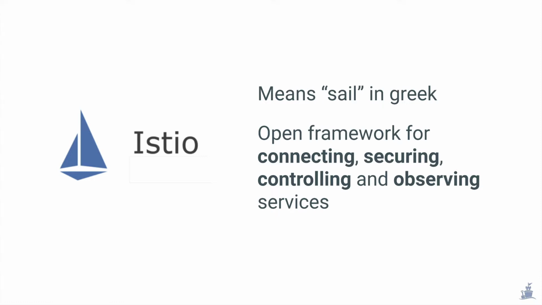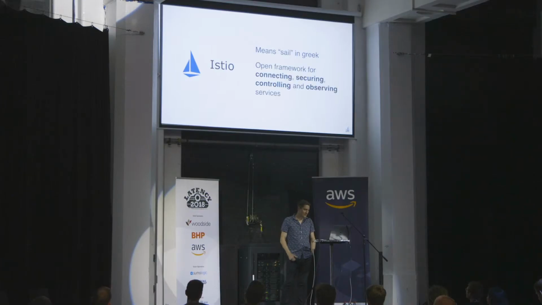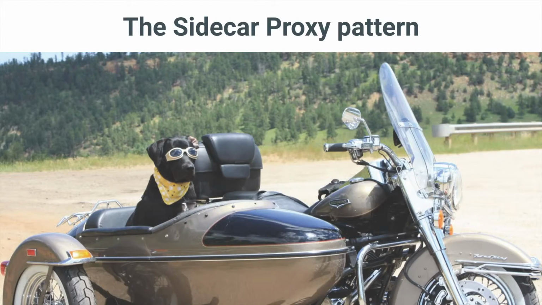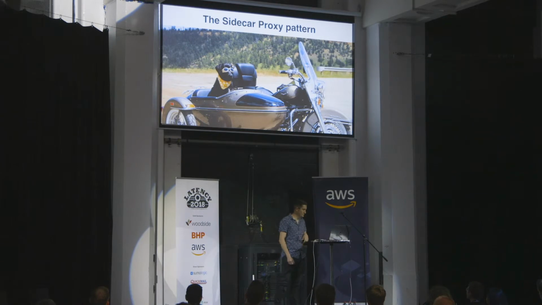It means sail in Greek, if you didn't know. It's an open framework for connecting, securing, controlling and observing services. So it's really there to act as the glue around the services that we're deploying. And Istio uses a pattern called the sidecar proxy pattern. Essentially, if you're not aware, that is a sidecar on the side of the motorbike.